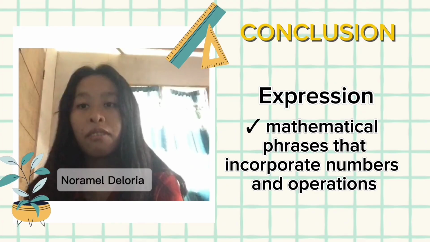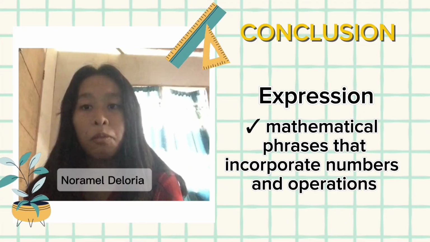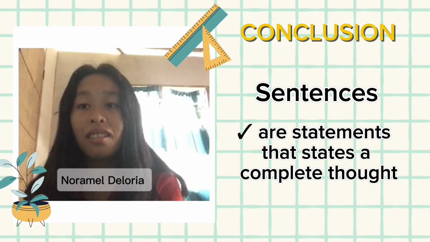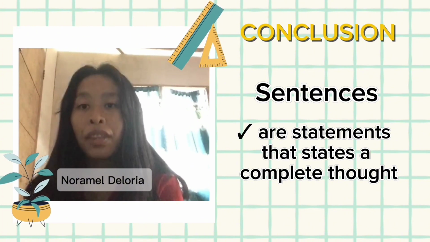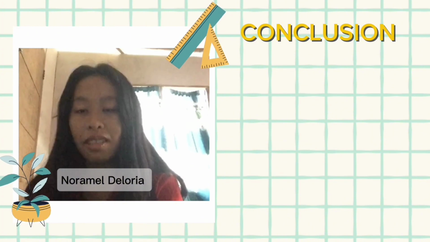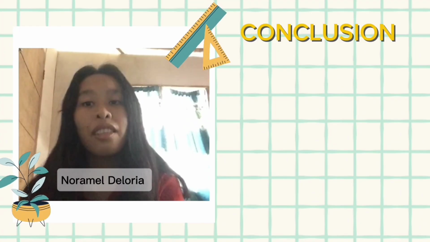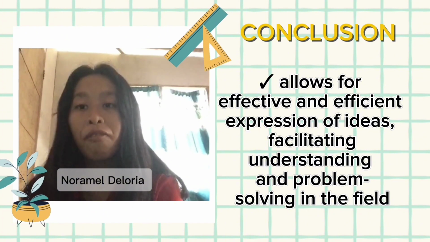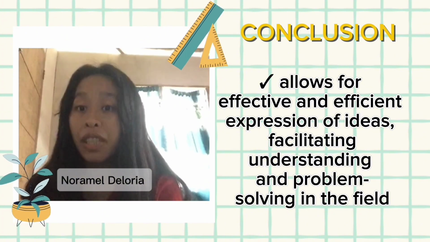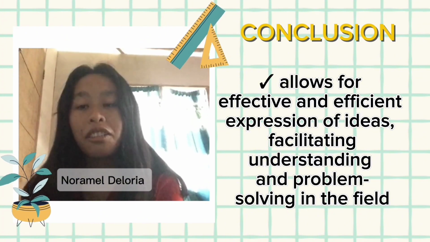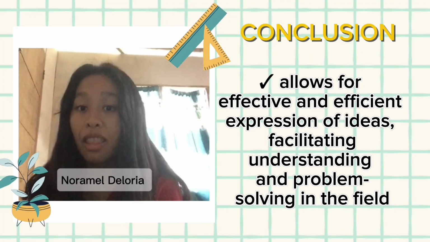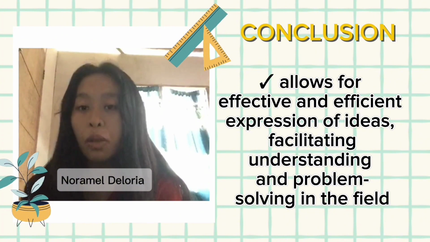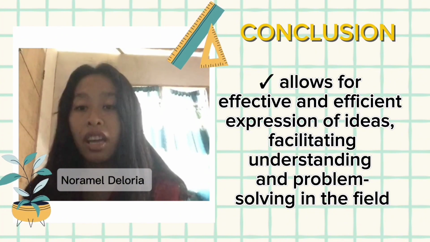Expressions are mathematical phrases that incorporate numbers and operations, while sentences are statements that state a complete thought and are comparable to English sentences. In summary, the structured nature of mathematical language allows for effective and efficient expression of ideas, facilitating understanding and problem solving in the field, which also serves as a clear and universal way to communicate logic and reasoning.